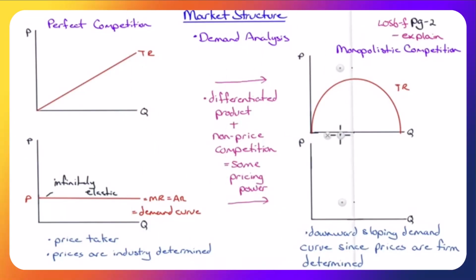At the peak of the total revenue curve, what do you think marginal revenue is? Marginal revenue is the derivative of the total revenue curve with respect to quantity. So at a peak, we have a slope that is 0. So the first derivative should be 0.